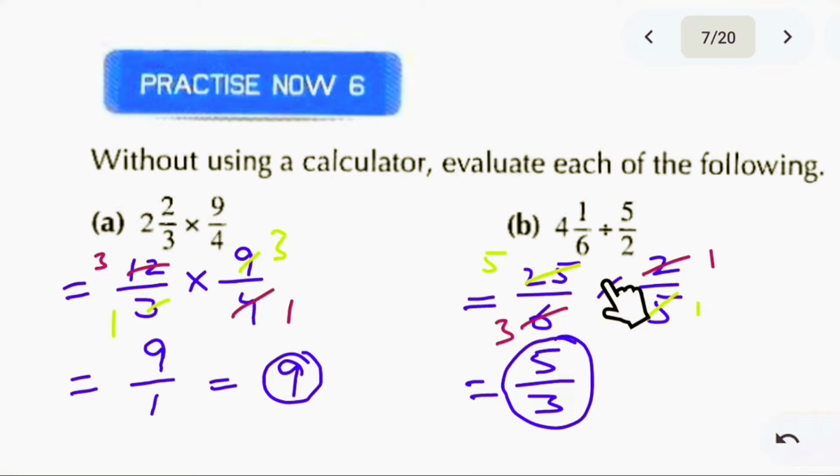In the B part, again 6 fours are 24 plus 1 is 25 over 6. The division sign is converted into the multiplication sign, so the next fraction will be reversed. It is 5 over 2, so we will write 2 over 5. And after reversing them, again cancellation in the same table, simplifying them, and we will get our answer.